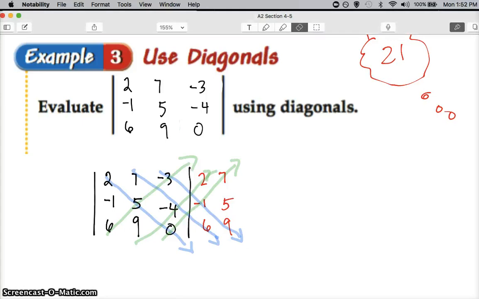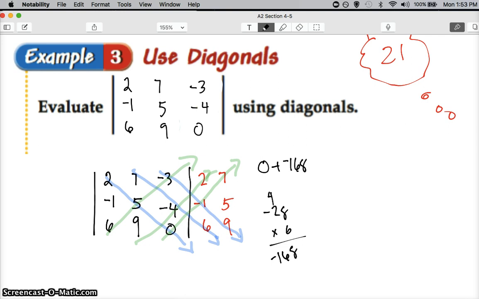2 times 5 times 0 is going to give me 0. And I'm going to add that to the next product here. 7 times 6 times negative 4. I just chose that order because in my mind it works. So this is going to be 7 times negative 4 times 6. 7 times negative 4 is a negative 28. Times 6 is going to give us negative 168.